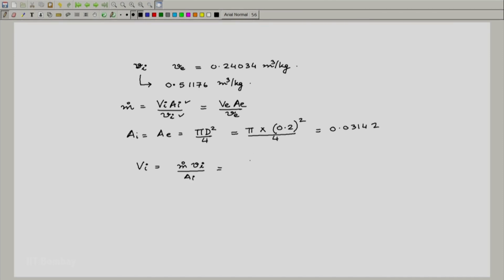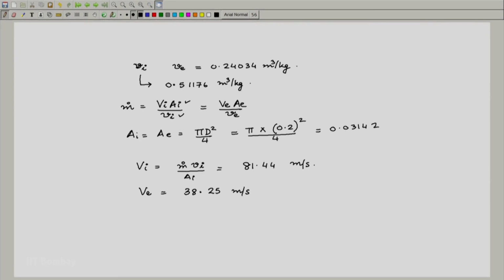We will get that as 81.44 meters per second. As you can see, this is not so high, but it is not negligible either, and VE by a similar procedure will be calculated as 38.25 meters per second, and we realize that okay, this is not as large as VI, but we hold on to it.